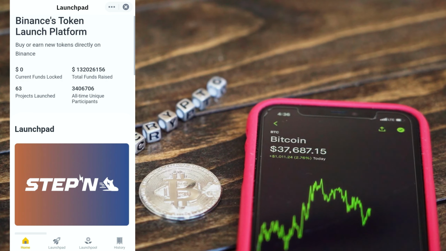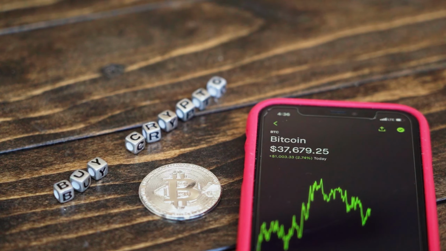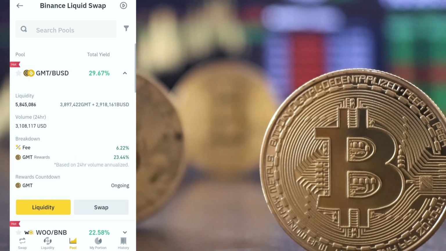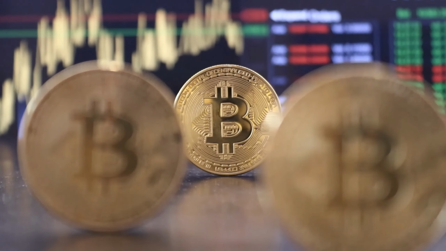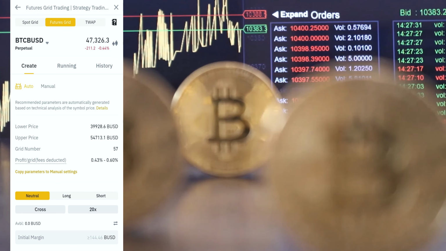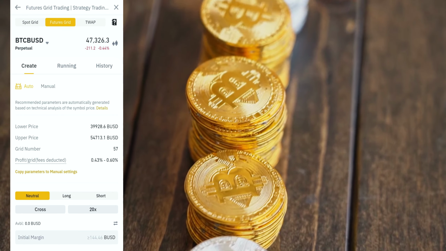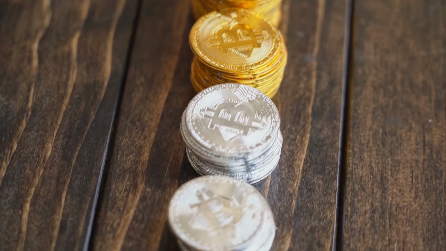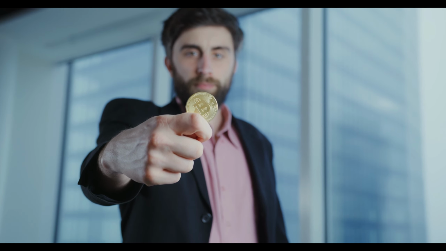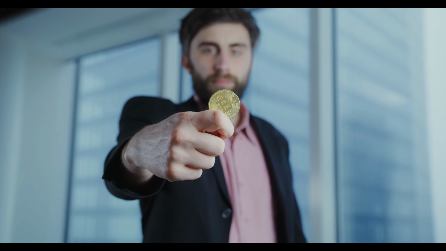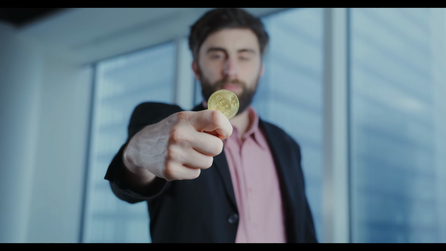The next one will be Launchpad. You can earn new tokens in here. The next one will be liquid farming. In here, you can earn rewards. The last one will be strategy trading. You can click on it and let them do the trading for you. For the conclusion of it, basically, it will be the one to help you do the auto investment. It will be up to you to choose which strategy you're gonna use. It can be one or more.